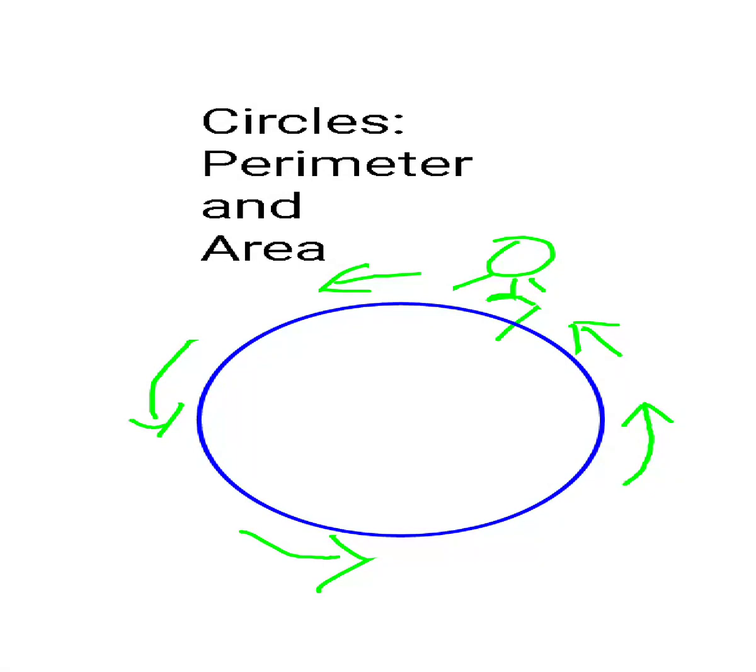What would be the length that he has covered? Do you know what it is called? When he walks along the boundary of the circle, starting from one point and again reaching the same point, walking along the circle, that is called the perimeter. It is also called the circumference. Both ways you can say that.